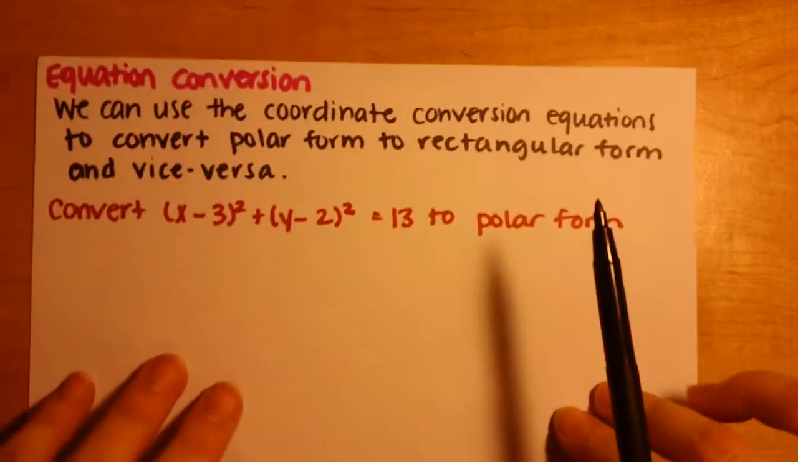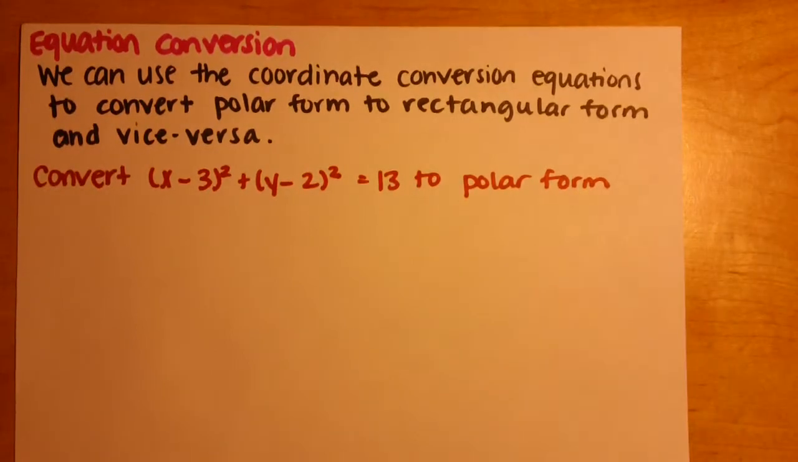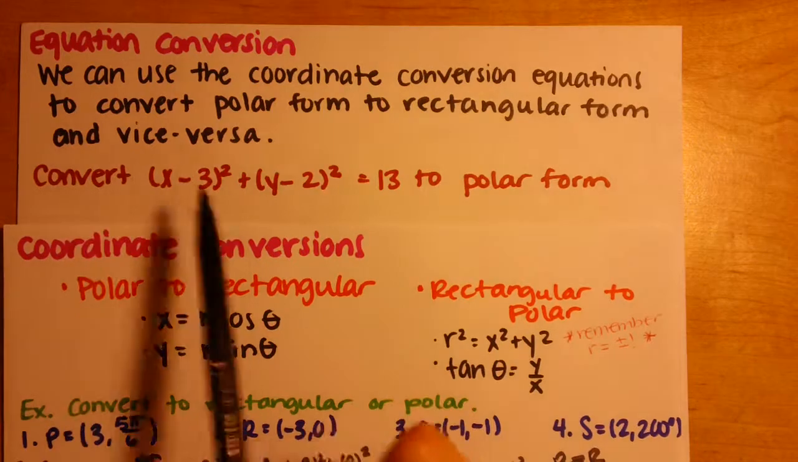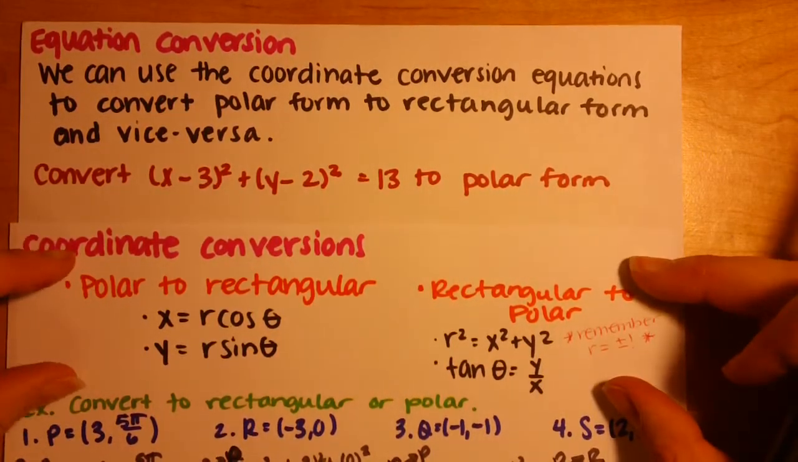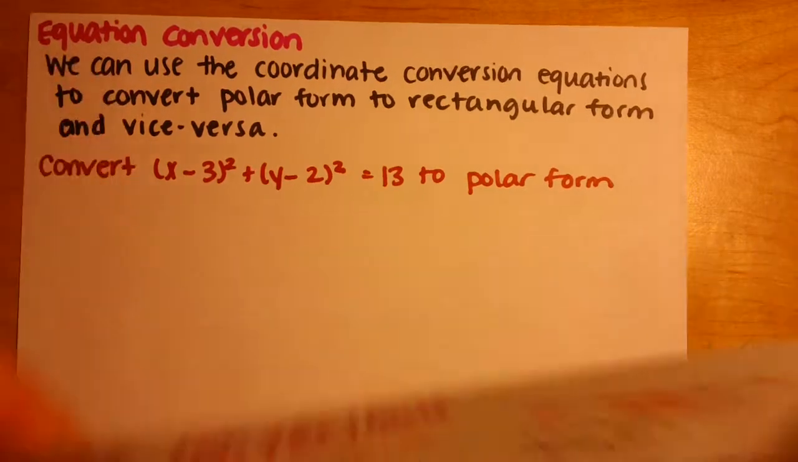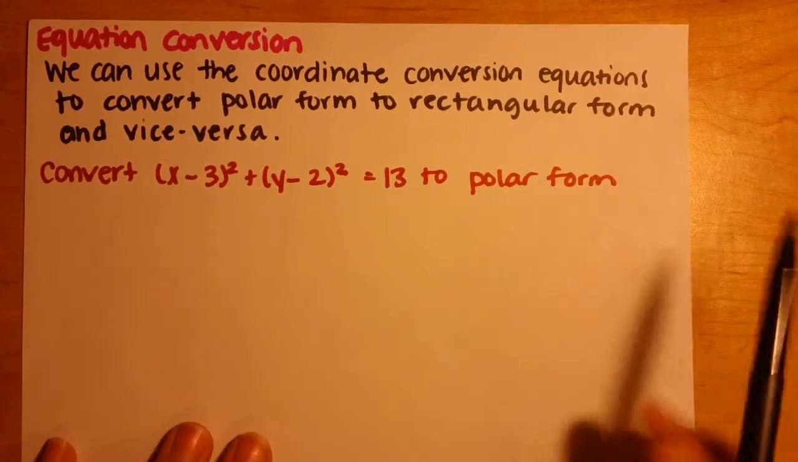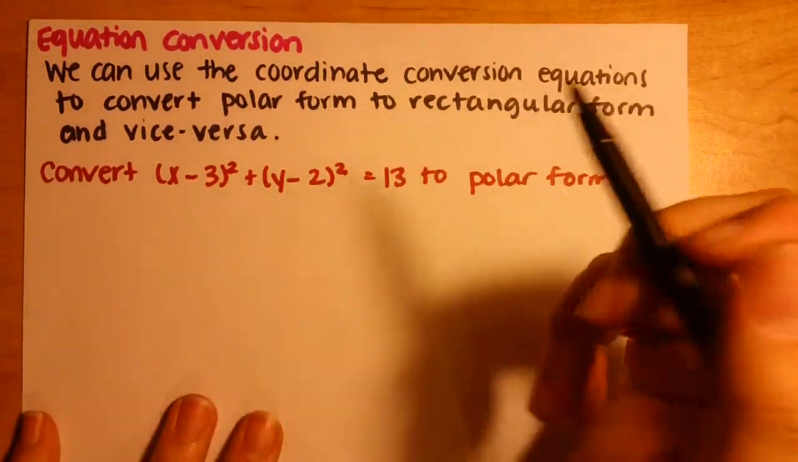And the last thing we're going to talk about today is equation conversion. So we can use the same coordinate conversion equations to convert from polar form to rectangular form and vice versa. So let's look at our first equation. We want to convert this to polar form. So remember that x was r cosine theta and y was r sine theta.